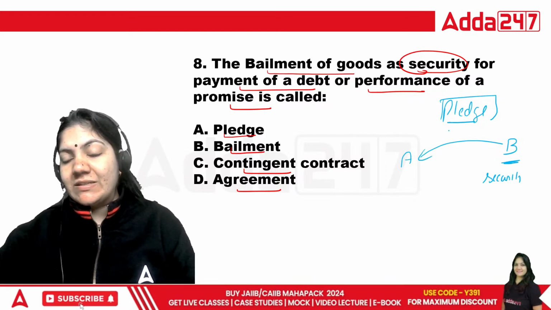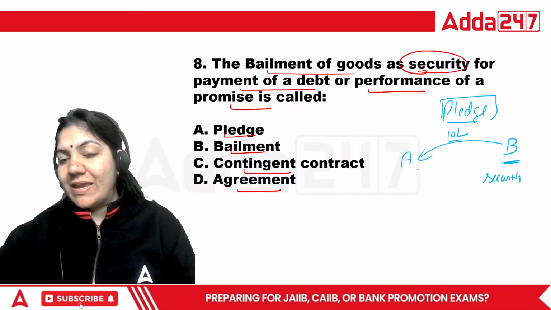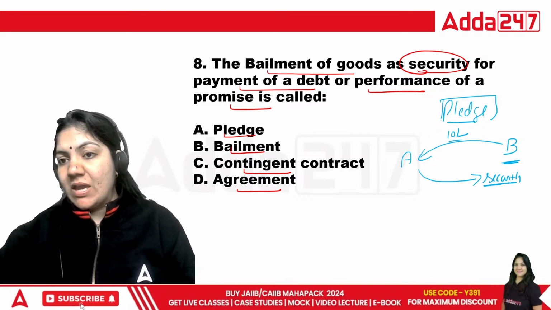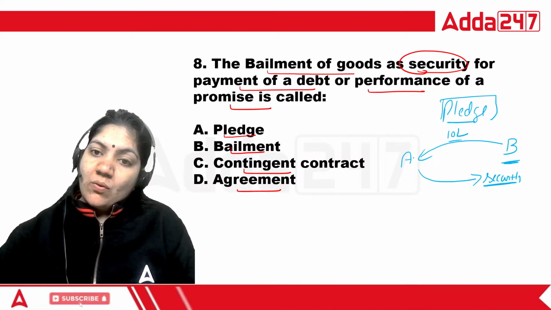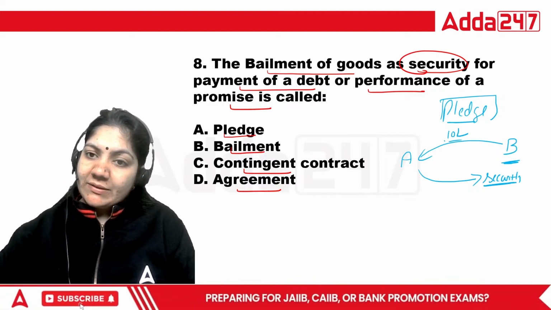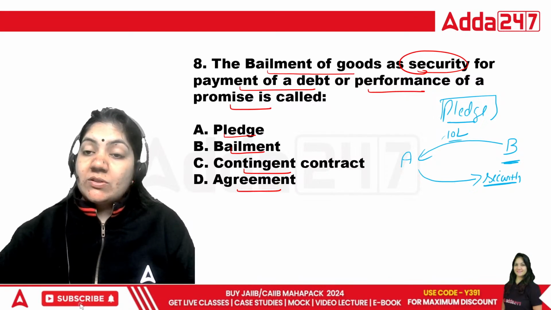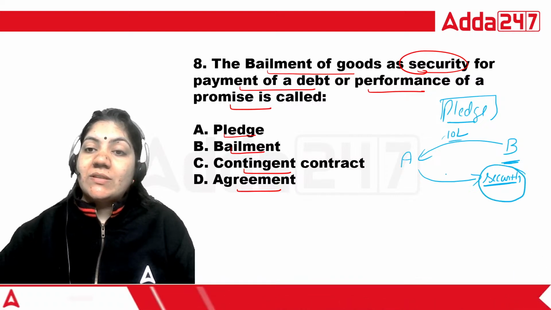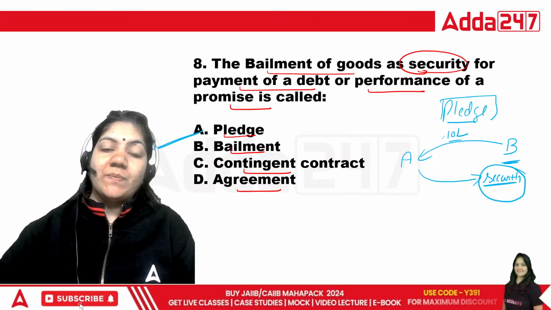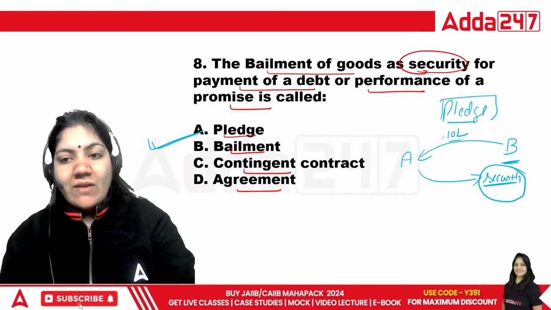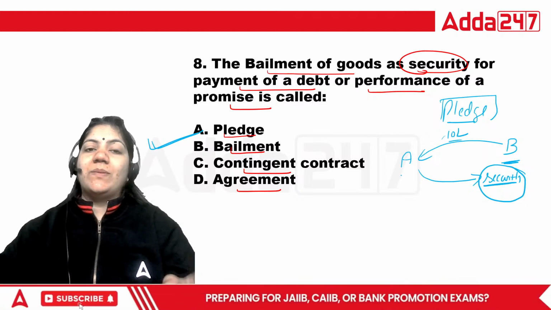Suppose A has taken 10 lakh rupees from person B, and A has given security. When A returns the money, A can easily take back his security. The case in which the movable property is given by A to B is called pledge. So for the eighth one, A will be the right answer. This is the definition of pledge.